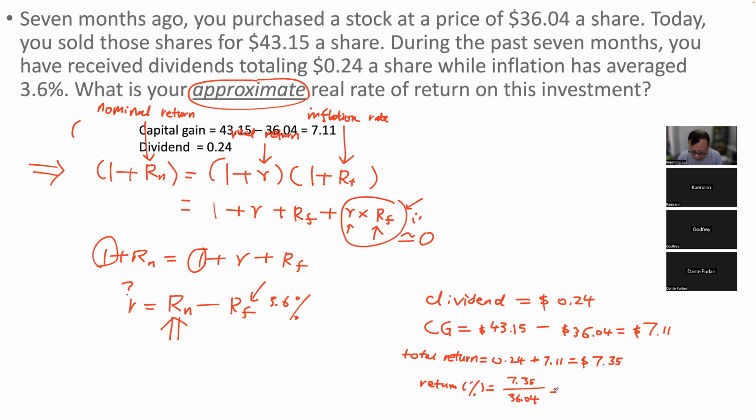7.35 divided by 36.04 equals 0.2039. So that's roughly 20.4%. Okay, so now I know this is my nominal return. So when I bring this number here, 20.4%, and then minus 3.6%, this gives me 16.8%.